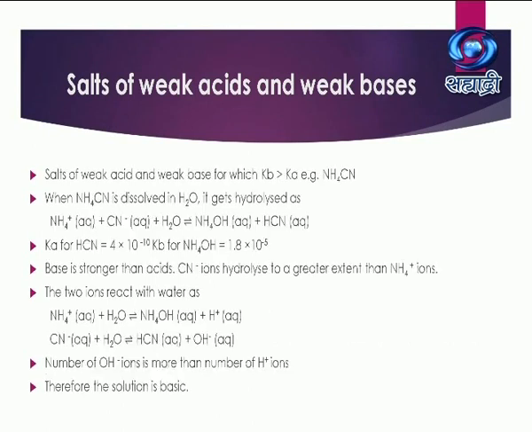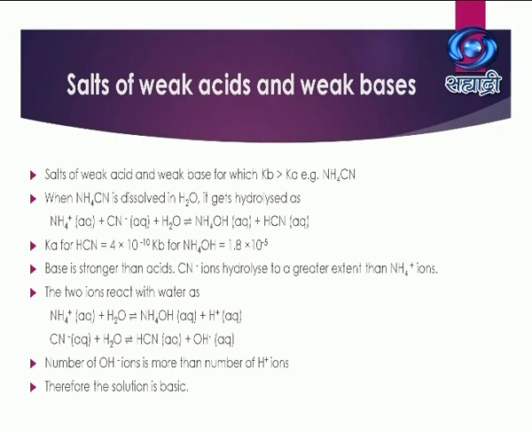Now let's consider one more example, ammonium cyanide. In this case, Kb is greater than Ka. So which base is present? The base is ammonium hydroxide, NH4OH. Its dissociation constant is 1.8 into 10 raised to minus 5. And which acid is present? The acid is HCN, hydrocyanic acid. It is a weak acid, so the dissociation constant Ka for the acid is 4 into 10 raised to minus 10.